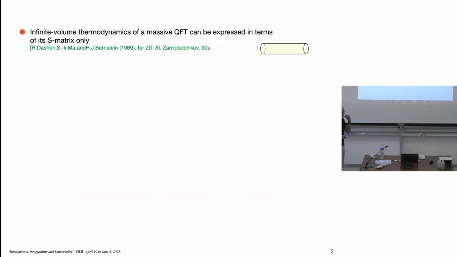So it is known for a long time that the infinite volume thermodynamics can be formulated exclusively in terms of the S matrix, the scattering data, and this is known since '69.